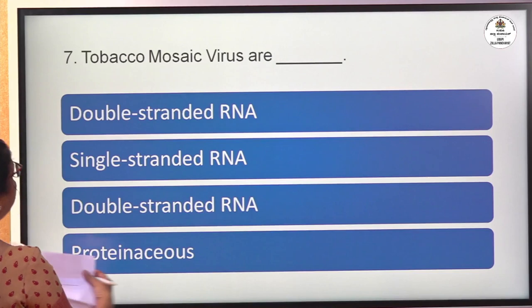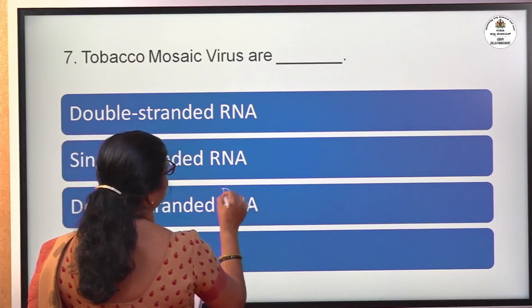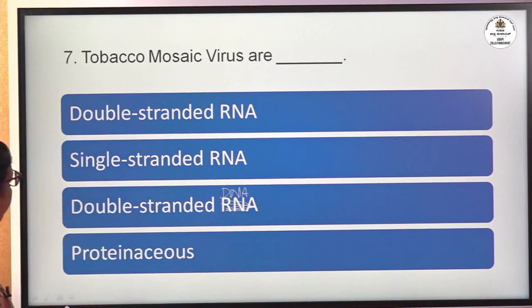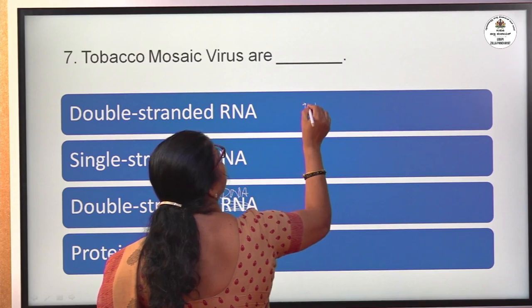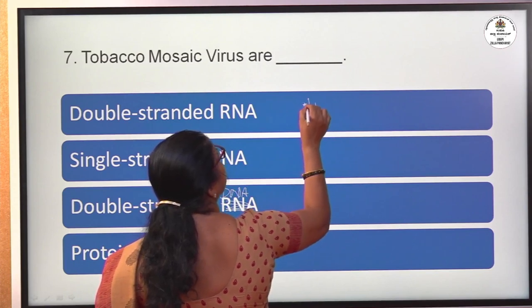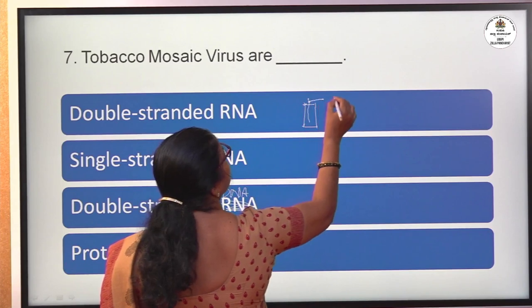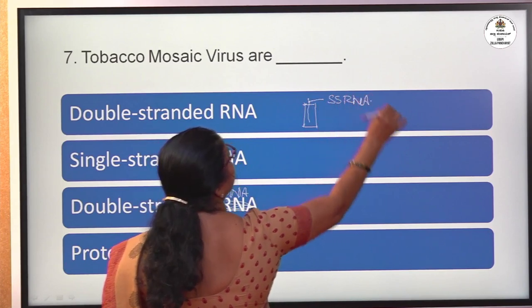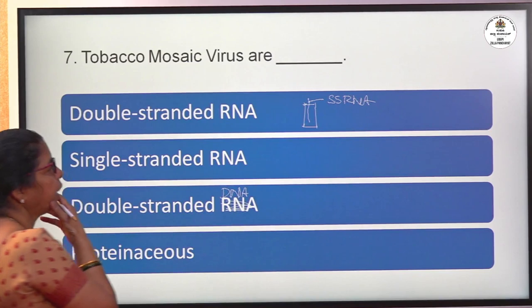Tobacco mosaic virus, what type of virus is it? Is it double stranded RNA, single stranded RNA, double stranded DNA, or protein? So here, TMV looks like a cracker. This is single stranded RNA, that is the genetic material of this TMV. Tobacco mosaic virus is a single stranded RNA virus.